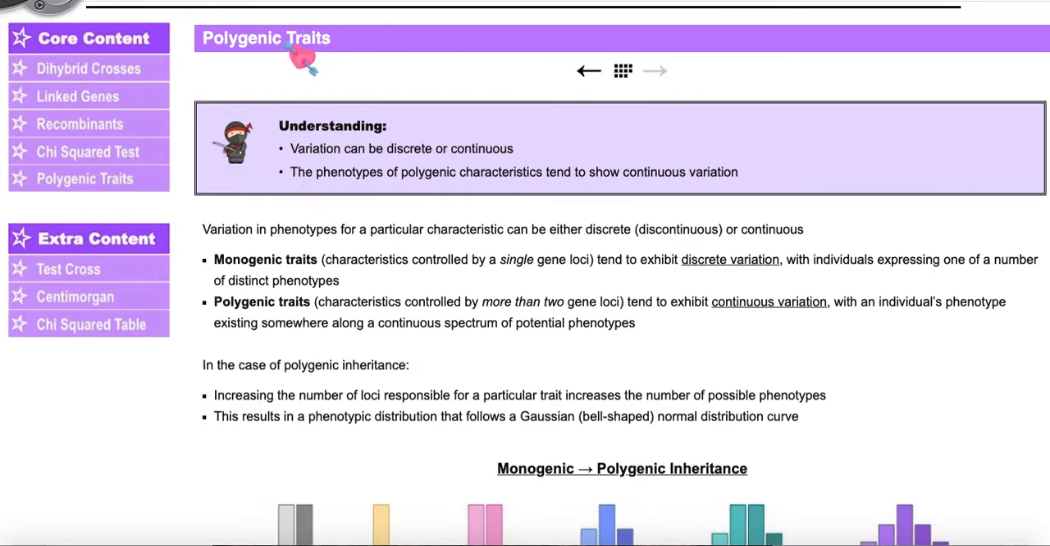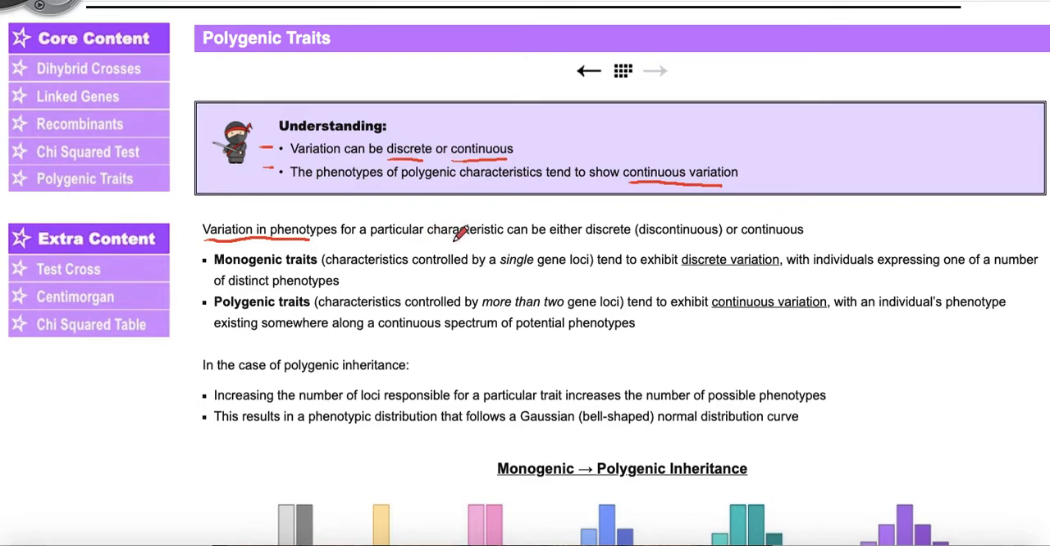And let's start with the essential understanding. So here you have two essential understandings. One is that variation can be discrete or continuous. And two, that the phenotypes of polygenic characteristics tend to show a continuous variation. So first, let's differentiate how variation in phenotypes happen.